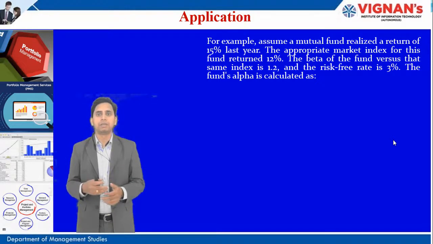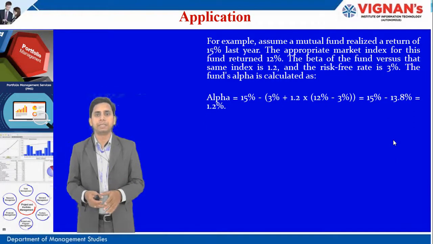So the beta of the fund versus the same index is 1.2, which means the fund has given more return than the market index. The appropriate market index for the fund returned 12%, the beta of this particular fund is 1.2, and the risk-free rate is considered to be 3%. And then the alpha can be calculated as 15% minus 3% plus 1.2 multiplied by 12% minus 3%.